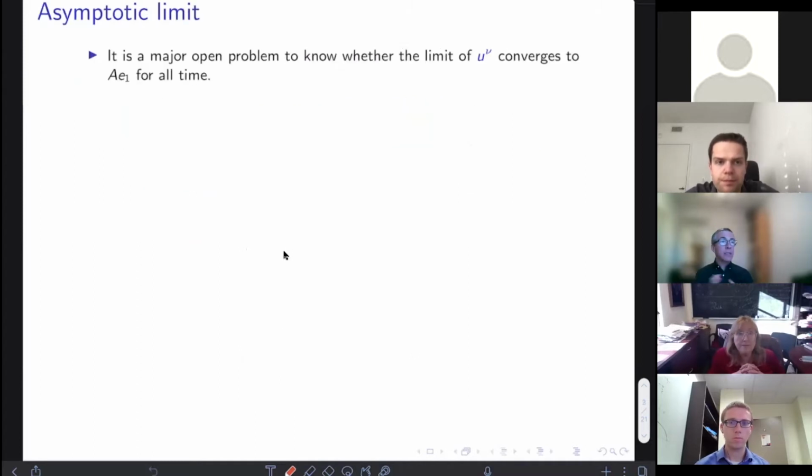You have actually a specialist in the Zoom room about this kind of problem. A major problem is to know whether this limit, the solution u^nu, converges to the shear flow for positive time when the viscosity converges to 0. So here there is a double limit: the viscosity converges to 0 and the initial value converges to the shear flow.